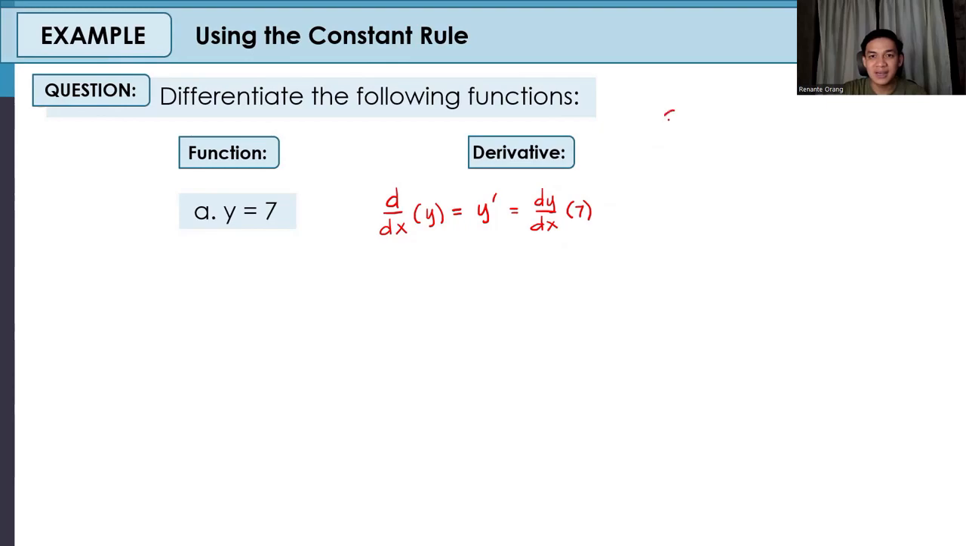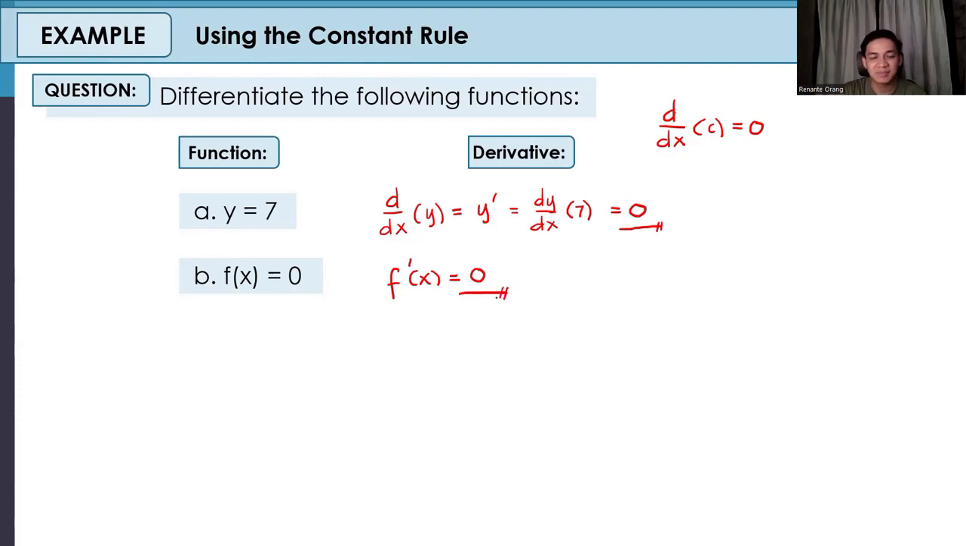So, as stated kanina, the derivative with respect to x of our constant is equivalent to 0. Ibig sabihin, 7 is a constant, so therefore, our answer here is 0. Final answer. Letter B, we have the function of x is equivalent to 0. So, lagay natin dito f of x. Lagyan natin ng prime. Ibig sabihin, the derivative of our f of x is equivalent to 0. Kasi the derivative of 0 is 0 also.